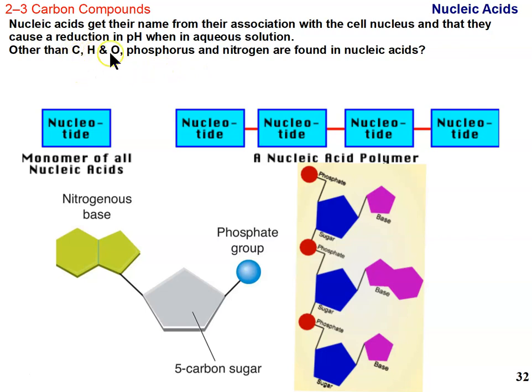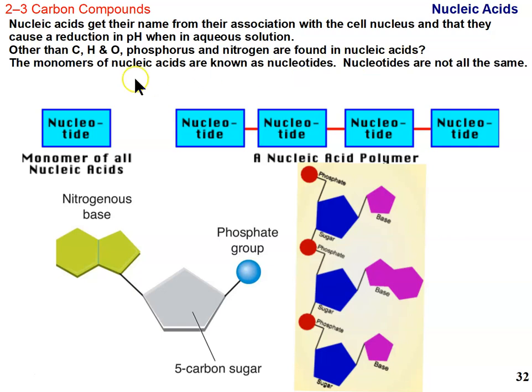Other than carbon, hydrogen and oxygen, there's phosphorus in this phosphate group and nitrogen in the nitrogenous bases that are found in nucleic acids. The monomers of nucleic acids are known as nucleotides, so what we're looking at right here is one nucleotide. Nucleotides are not all the same, so there are different nucleotides. This part of the nucleotide is the same: the phosphate group and the 5-carbon sugar are the same in each nucleotide. In DNA, the sugar is different in RNA. We'll come to that in a minute.